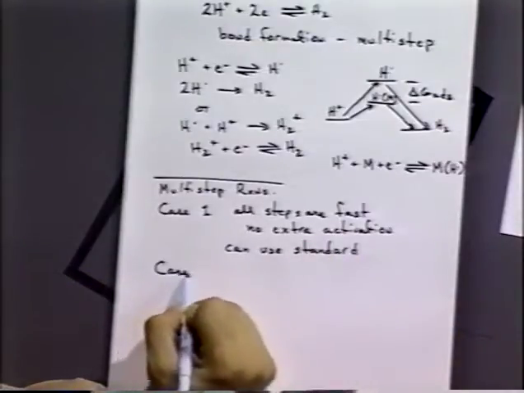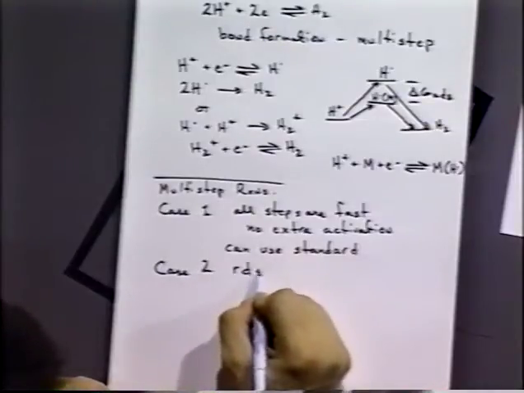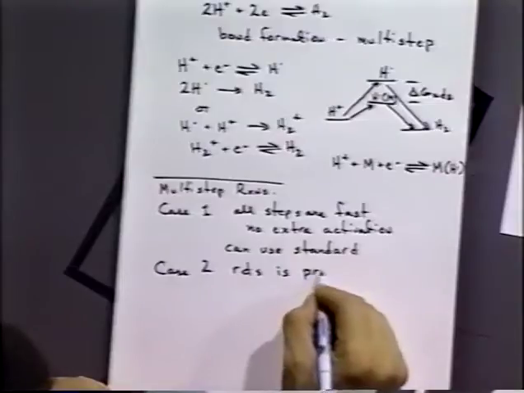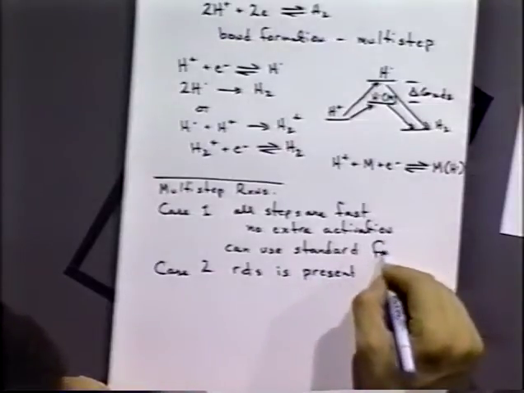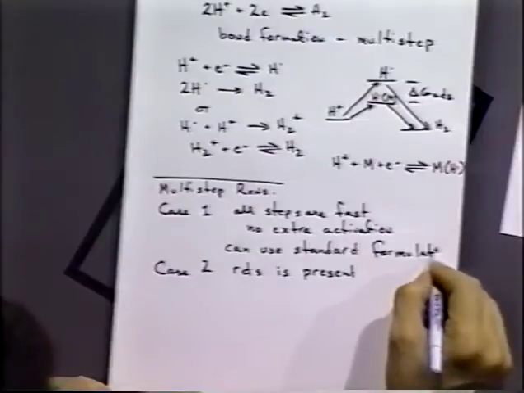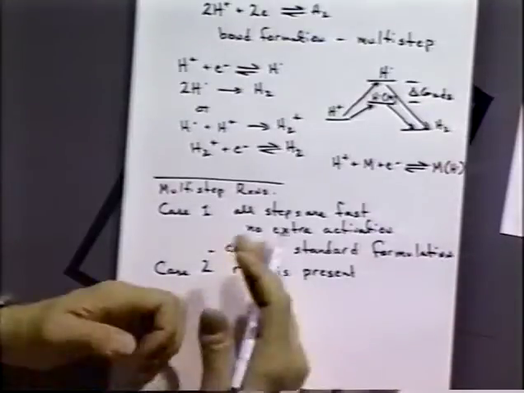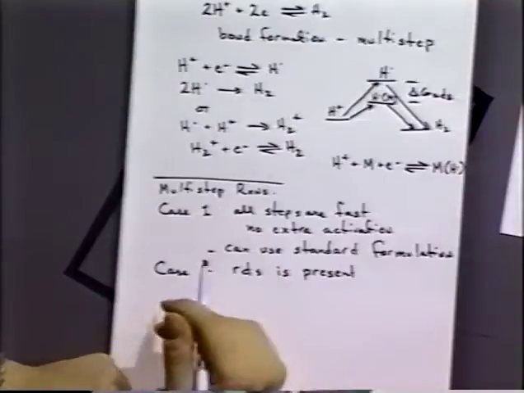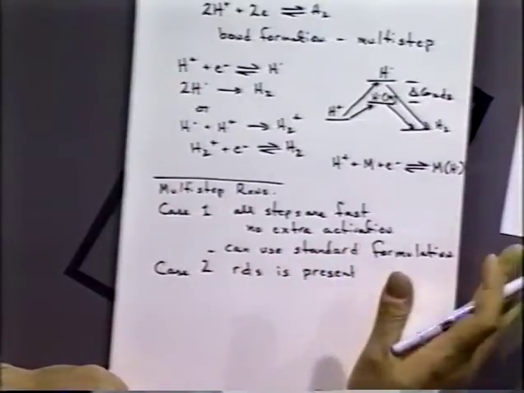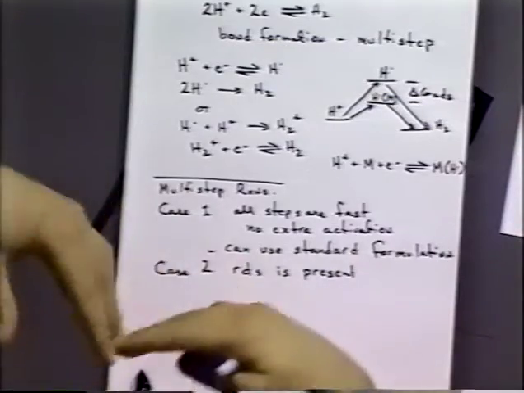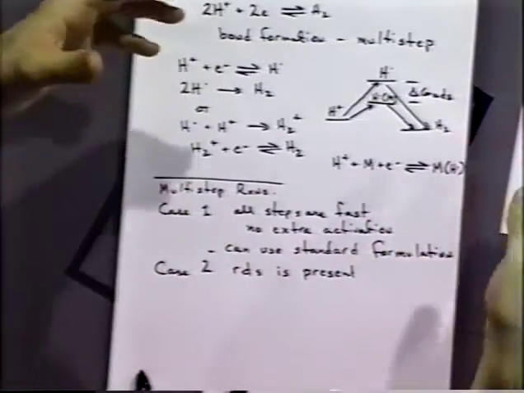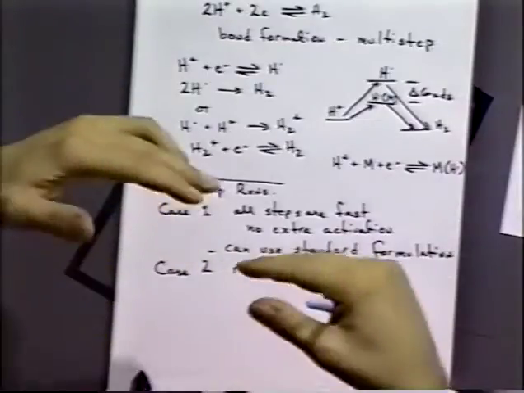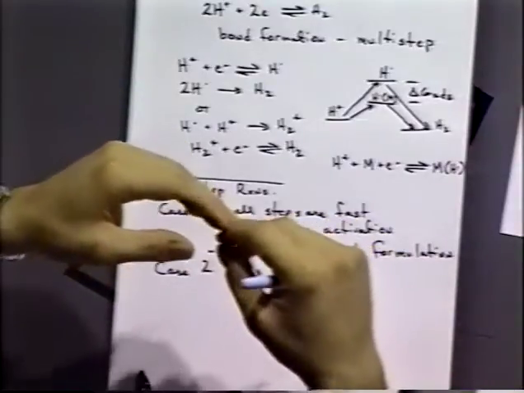The second case is where there is a rate determining step. I always forget to write the last word there. Can use standard formulation. In other words, Butler-Volmer equation. In that case, we have to distinguish between the number of electrons involved in the overall process and the number of electrons involved in the rate determining step. Because there's a rate determining step, the kinetics are going to be strongly influenced by the number of electrons involved in the rate determining step and not the number of electrons involved in the overall process.